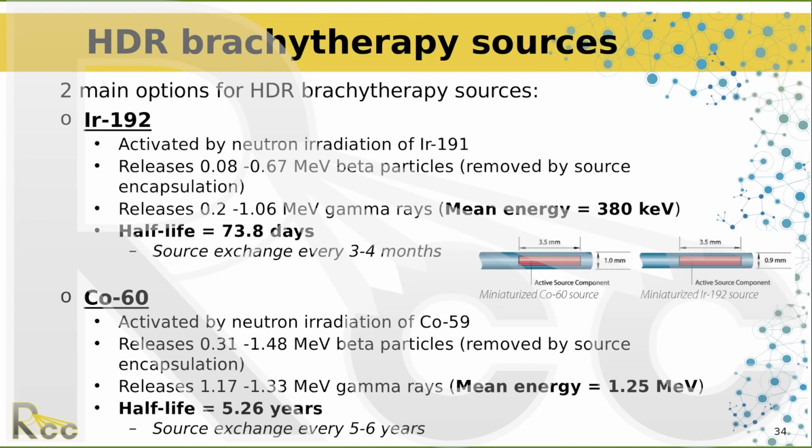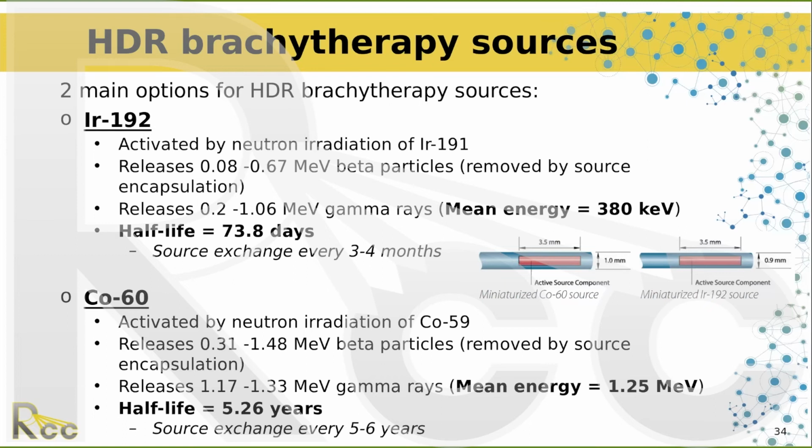And cobalt 60 is also an activation product from stable cobalt. And I'm sorry, I think I mentioned earlier about nickel. I think that's in the decay process. But it releases 2 energies, 1.17 and 1.33 MeV gamma rays, and we just give it a mean energy of 1.25. Its half-life is 5.25 years, and source exchange should be about every 5 years. It can be stretched to 6 years, or it could even be a little earlier.